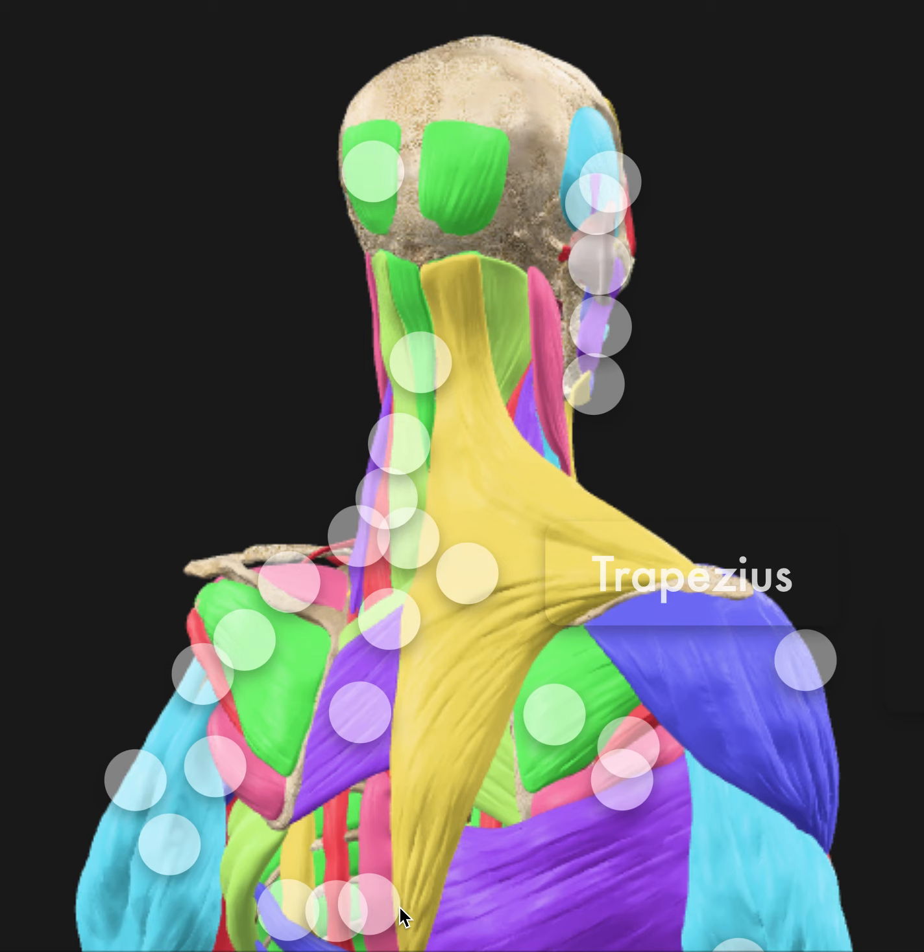What about the inferior attachment? Inferiorly, it attaches to the lateral third of the clavicle. This is the clavicle, this is the lateral third of the clavicle. Plus, it attaches to the acromion and spine of the scapula. So, inferior attachments are the lateral third of the clavicle, acromion, and spine of the scapula.